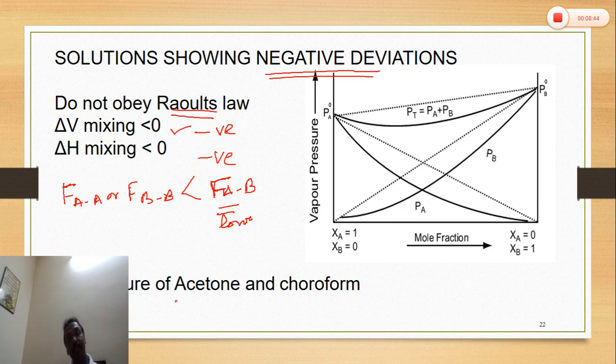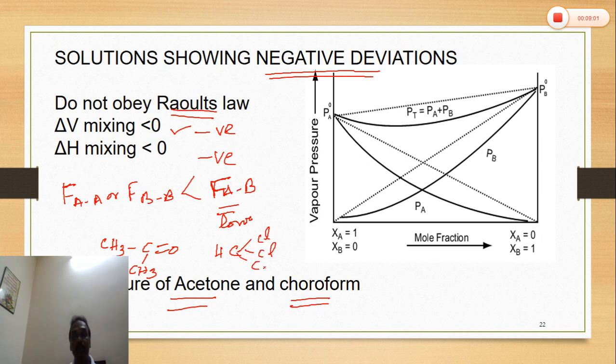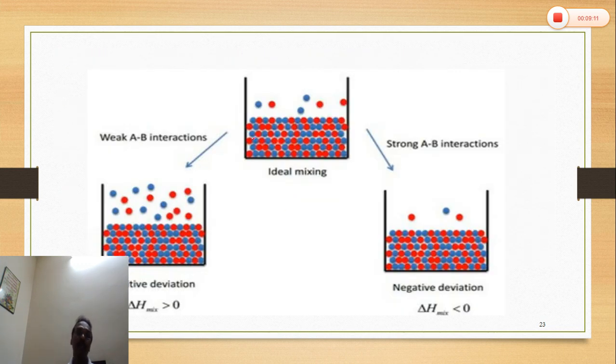Now an example: a mixture of acetone and chloroform. Acetone is CH3COCH3. Chloroform is CHCl3. There is hydrogen bonding between these two. So they come closer and volume decreases. That is negative deviation. See, this is the AB interaction.